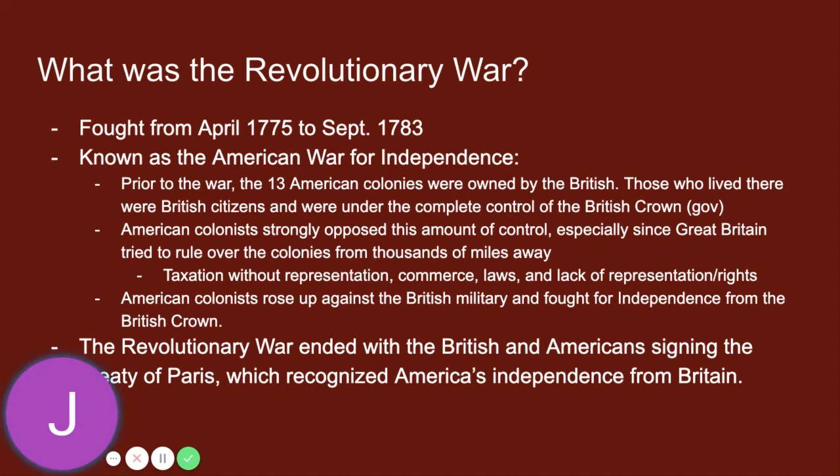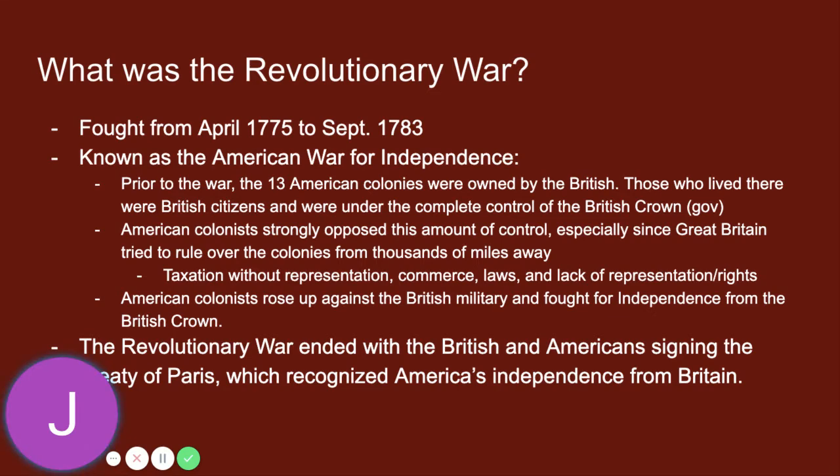So what was the Revolutionary War? It was fought from April of 1775 to September of 1783, and it's known as the American War for Independence. And prior to the war, the 13 American colonies were owned by the British.